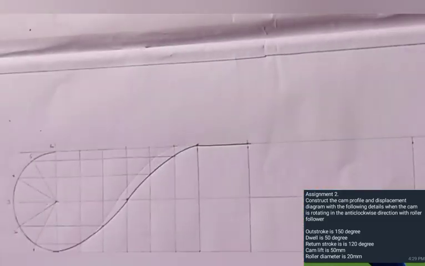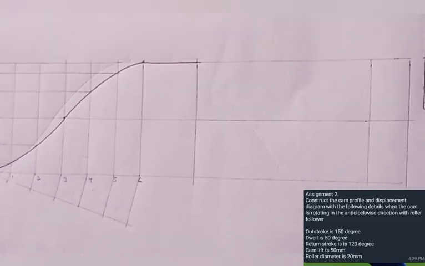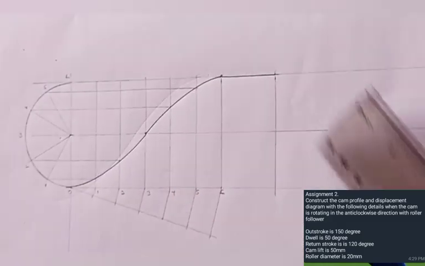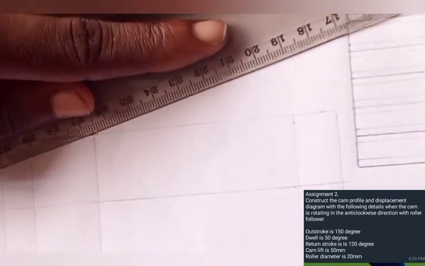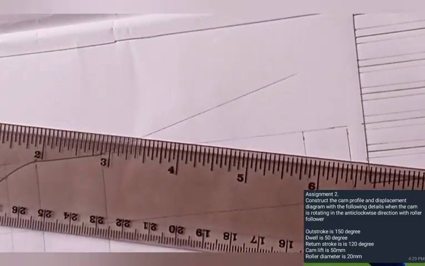The next is the same procedure you follow. You divide this line also into 6 equal parts using your division of line method. So for those of us that don't know how to divide lines, just keep calm, chillax. I'm gonna do a short video for that and I'll post it.